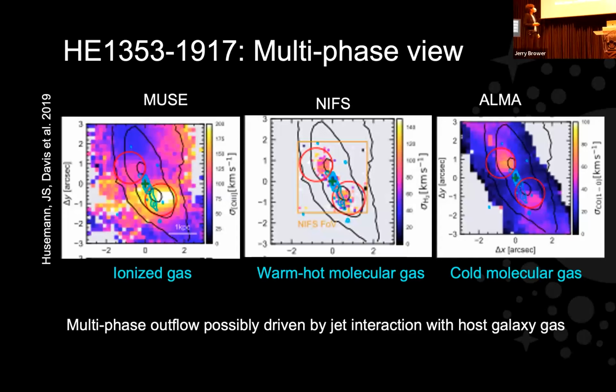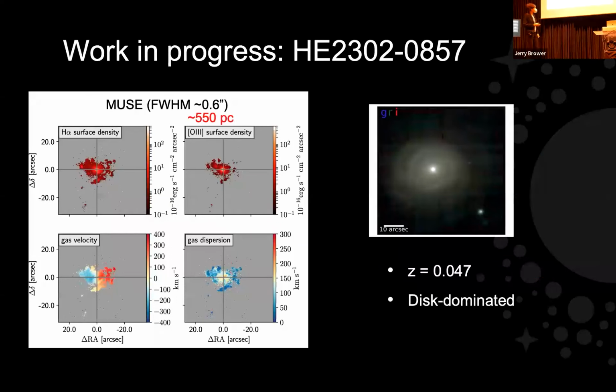So for the last few minutes, I'll take you through some of the work in progress with the other NIFS data, just to show you the NIFS data quality and what we are working on. This is another galaxy from the CARS survey that was followed up with NIFS, HE2302. You can see this is a rather disk-dominated galaxy, which has a disk rotation. On the left, you see the H-alpha surface density, [OIII] surface density, gas velocity, and gas dispersion from MUSE, in the full MUSE field of view, which contains basically the whole galaxy.